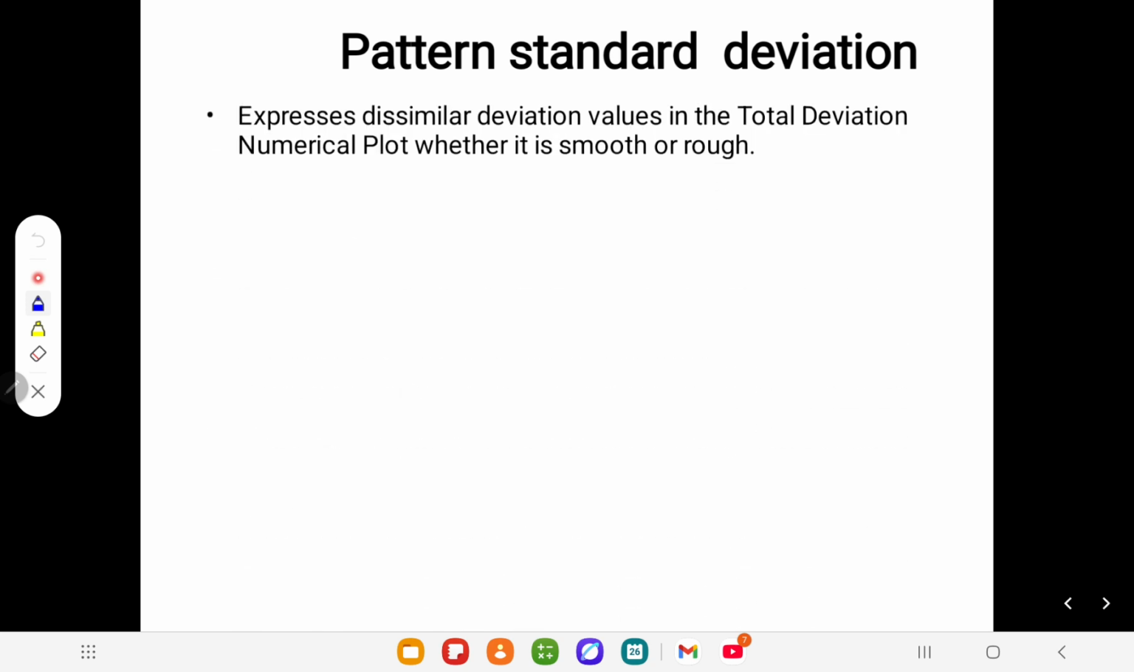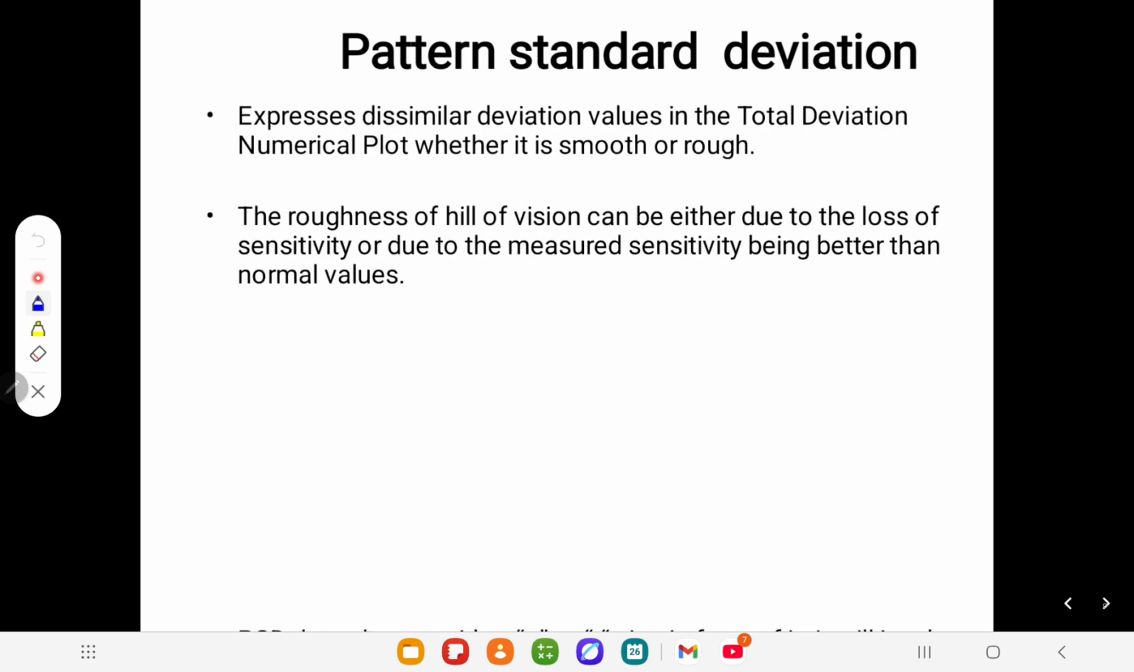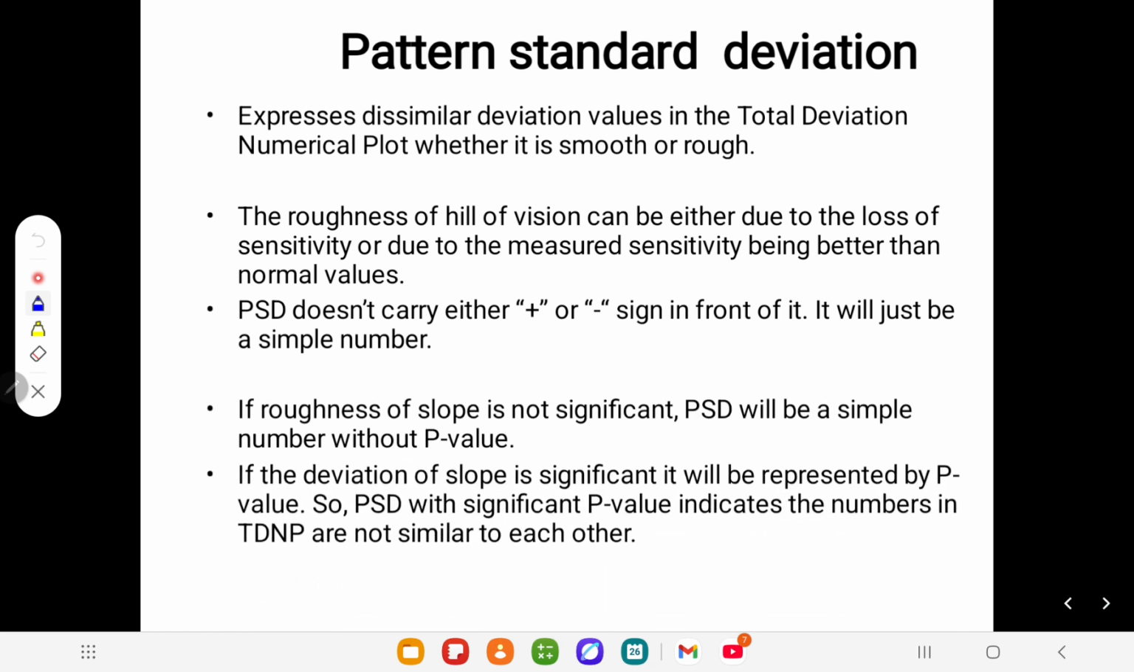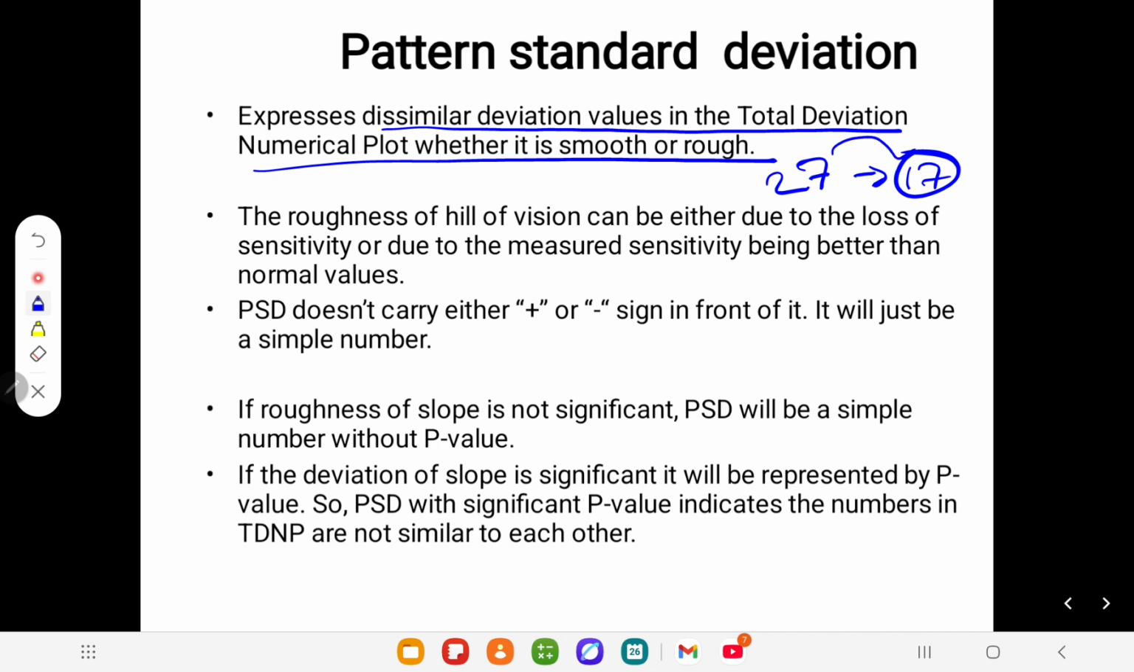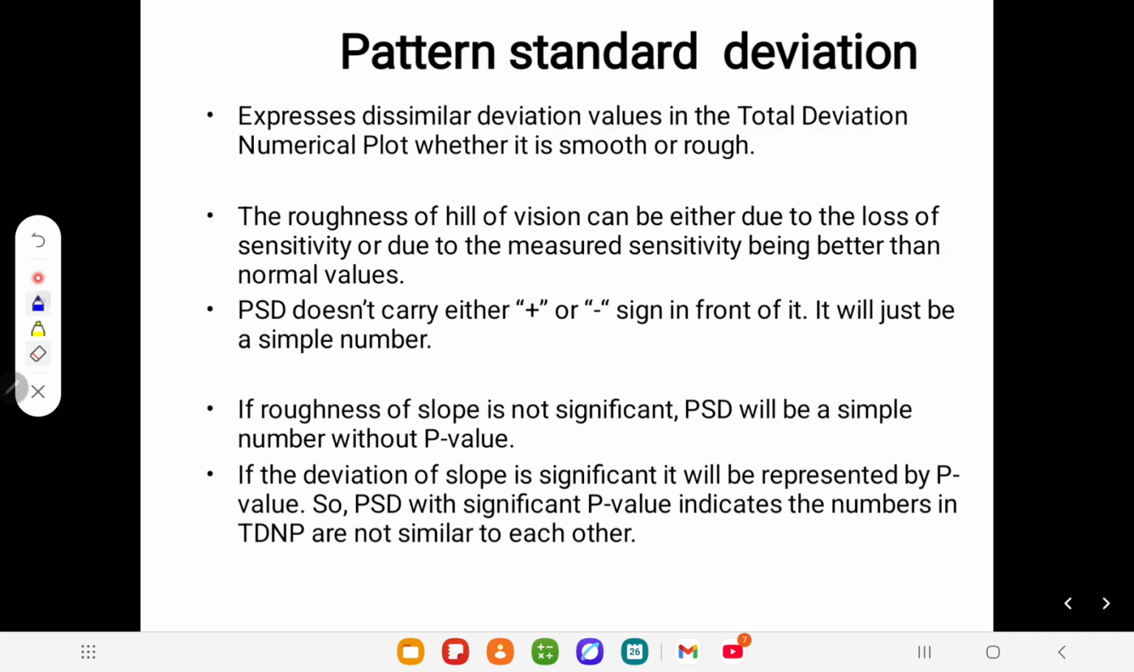Now come to pattern standard deviation. What is pattern standard deviation and how do you need to think about it? See, pattern standard deviation expresses the dissimilarity in deviation between the total deviation numeric plot, whether it is smooth or not. One number from total deviation is 27, another number closest to it becomes 17. And this is rough, isn't it? From 27 it went directly below, and from 17 it will again go to 29, and from 29 it will go to, for example, 20. It means a roller coaster, isn't it? It's not smooth, and that roughness we have to understand is given by pattern standard deviation.